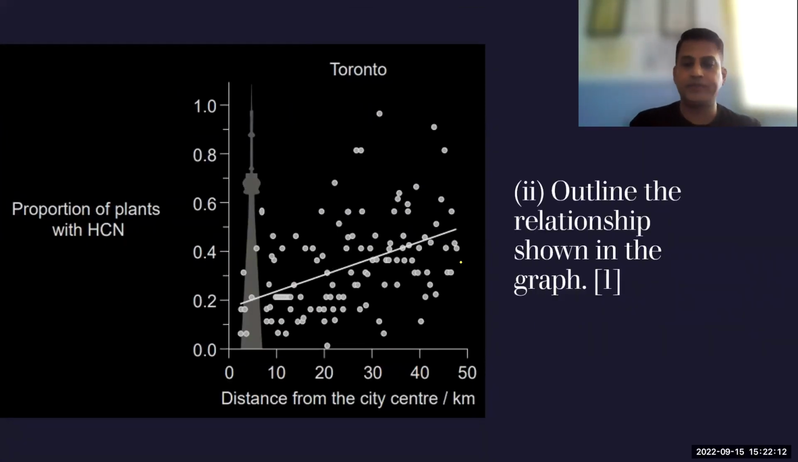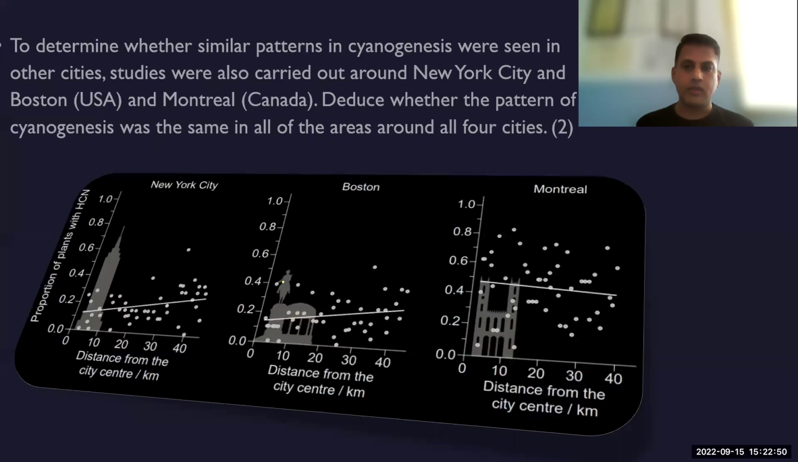Then the second question, outline the relationship shown in the graph. In a graph, if we have this kind of correlation, there should be positive correlation, negative correlation, and no correlation. So here it is increasing. That means as distance from the city center increases, the proportion of plants with HCN also increases. So it's a positive correlation. You can write the answer as a positive correlation.